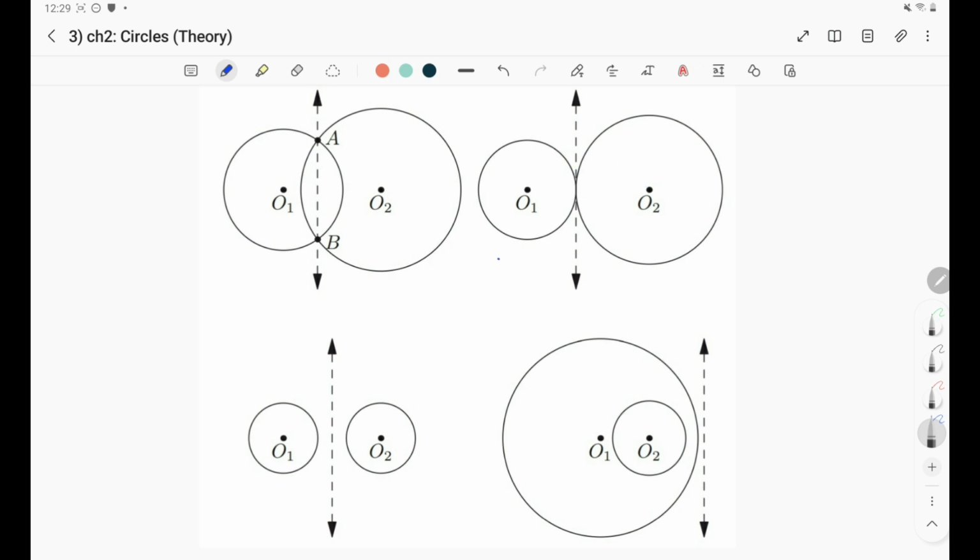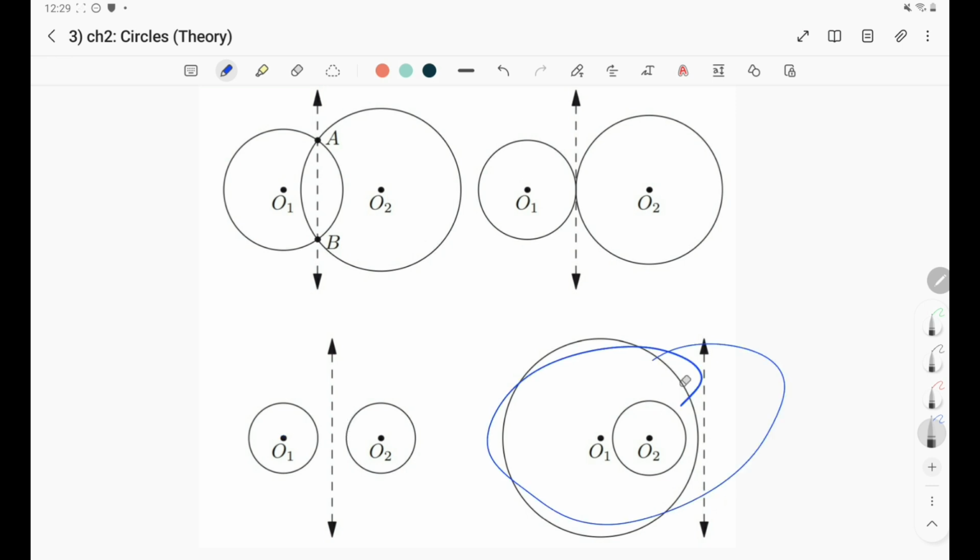Of course, the same case if they are internally tangent, no problem. If they are like this, then also same idea. The other cases are when they don't intersect, they're outside each other, right? So in this case, the only thing that we know is that it's going to be a line perpendicular over O1, O2. We don't really know where it is.